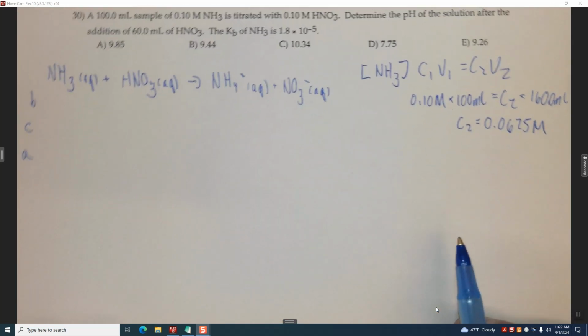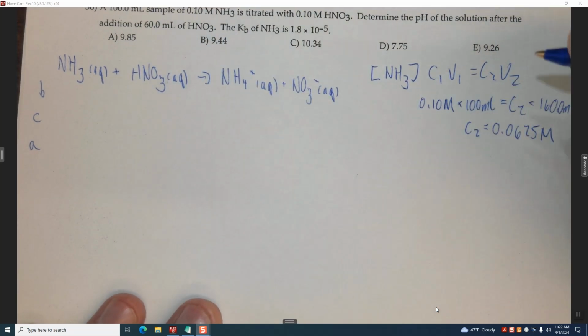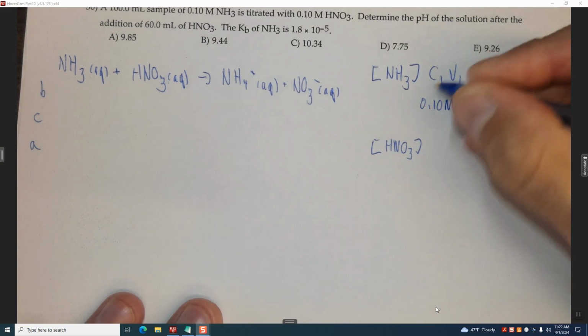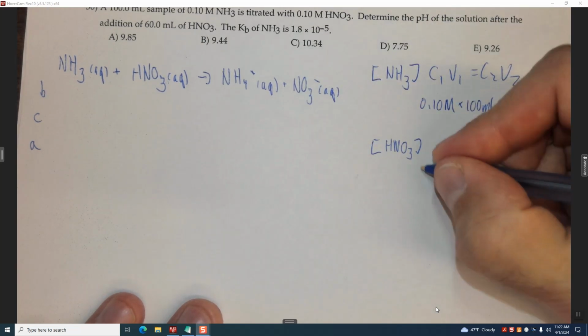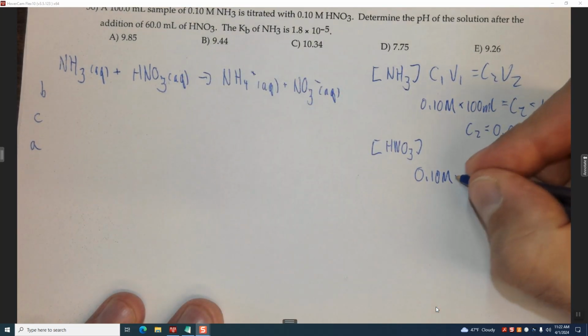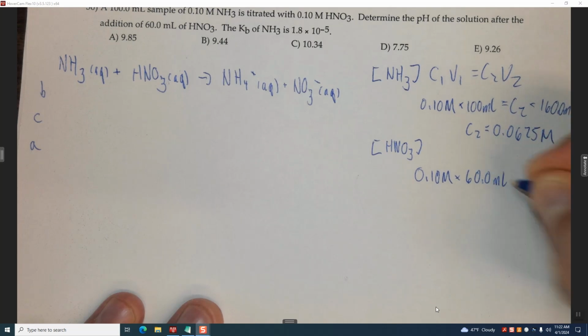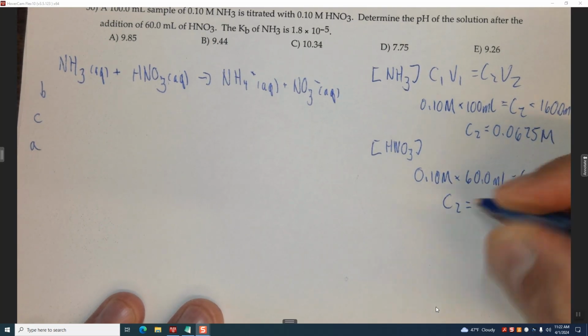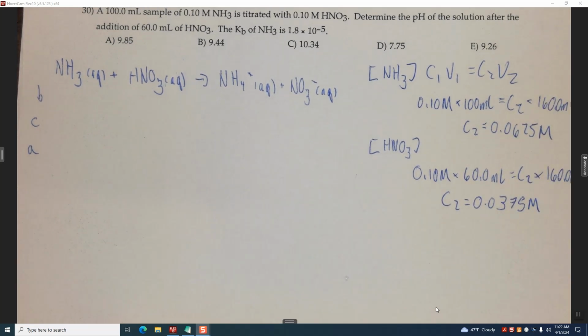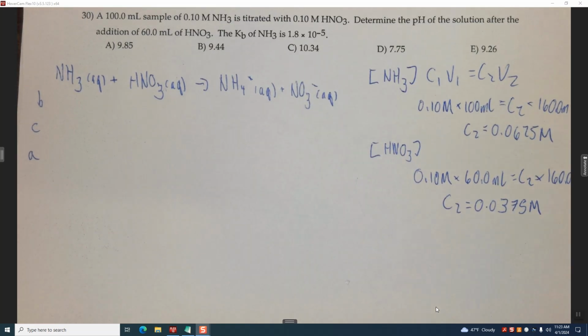We need to repeat this exact same process for the HNO3. So the concentration of HNO3 after they're diluted, again C1V1 equals C2V2. Again, it's 0.1 molar to start with. But this time we only added 60 milliliters of the HNO3, so we're going to multiply by 60 over 100. C2 times the total volume is still 160 milliliters. And when you do that, you find that C2 is equal to 0.0375 molar. All right, so now we know the concentrations of these things after mixing before they react.